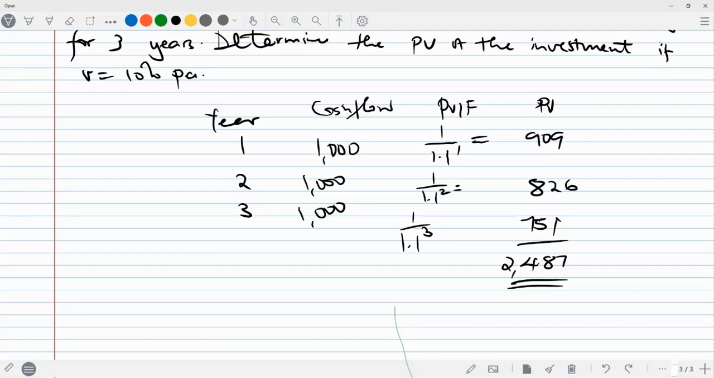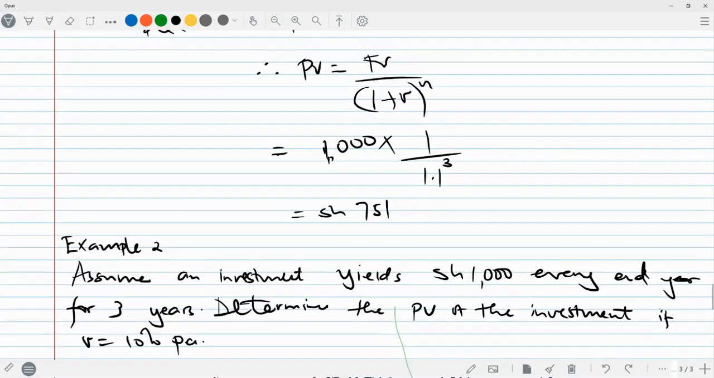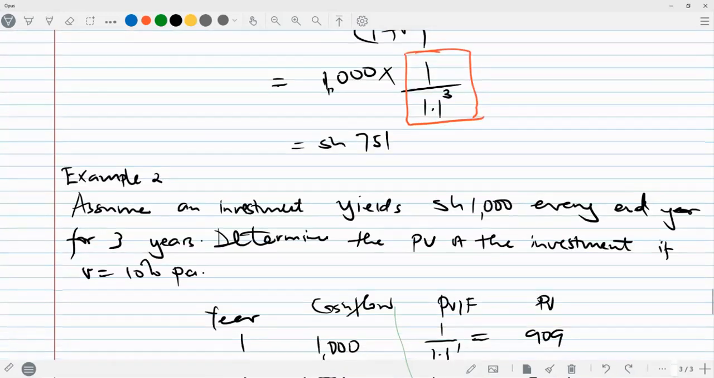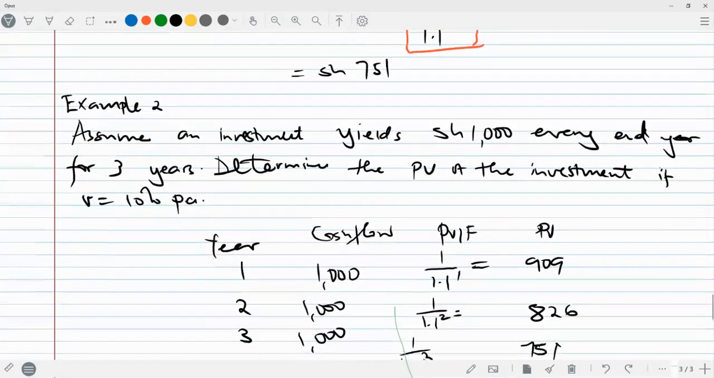Now, what if you have 20 years? On my end, I haven't understood how we've gotten the PVIF. Oh, the PVIF is simple. This is called the present value interest factor. This formula is 1 divided by 1 plus R.